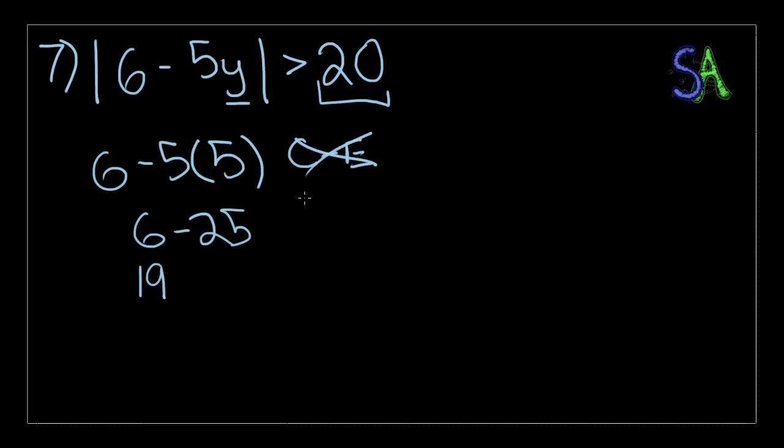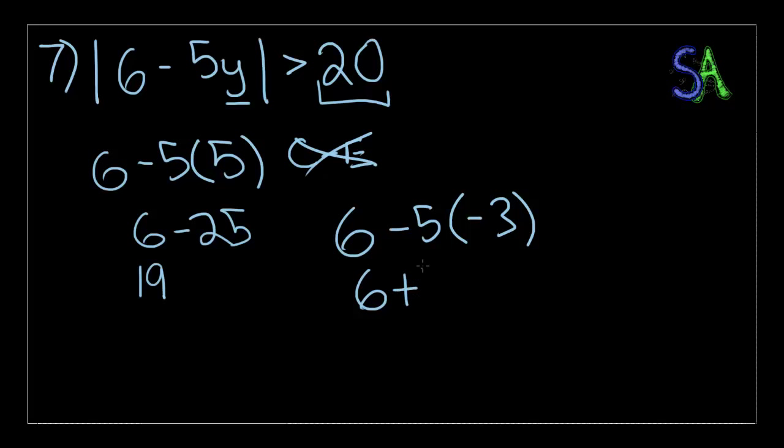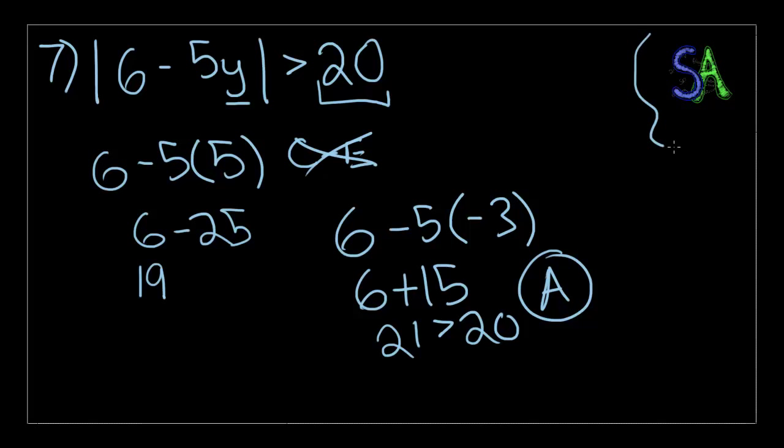Now let's look at choice A, which is -3. 6 minus 5 times -3: 5 times -3 is -15, so it's 6 plus 15, which is equal to 21. And 21 is greater than 20. So that's the correct answer, choice A. I forgot to draw an outline there, I just realized.